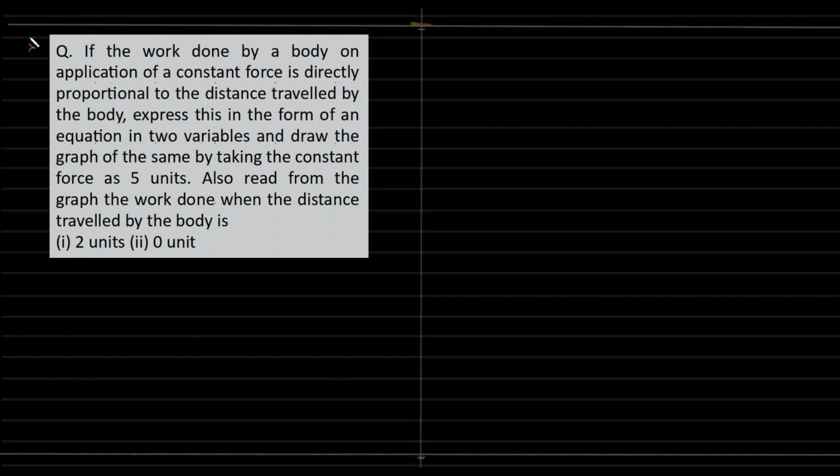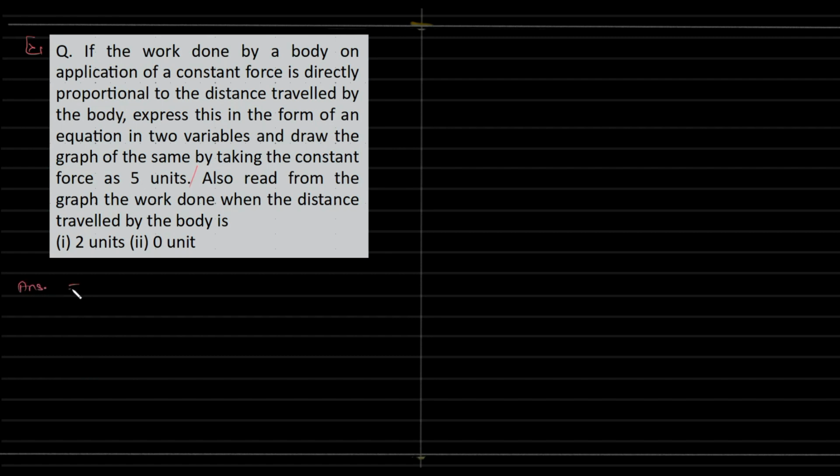If the work done by a body on application of a constant force is directly proportional to the distance traveled by the body, express this in the form of an equation in two variables and draw the graph of the same by taking the constant force as 5 units. Also, read from the graph the work done when the distance traveled by the body is 2 units or 0 units.